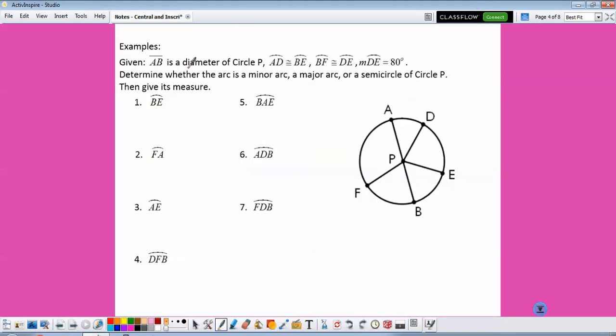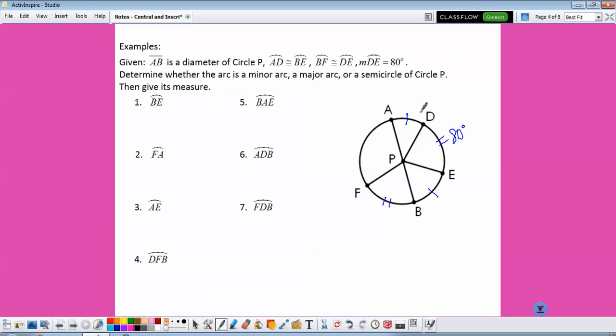Given that AB is a diameter of circle P, arc AD is congruent to arc BE. So I'm going to start by marking that on my picture. Arc AD is congruent to arc BE. Arc BF is congruent to arc DE. The measure of arc DE equals 80 degrees. So now we're going to find out all these. But first, I want to label the picture.